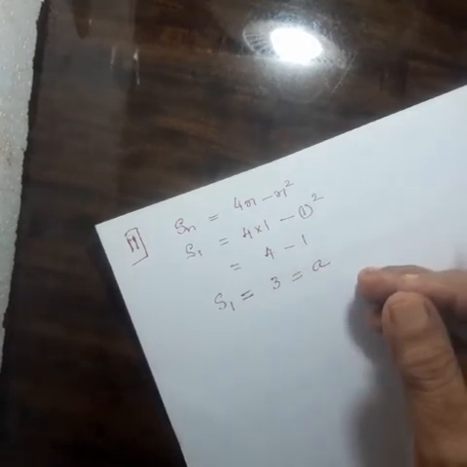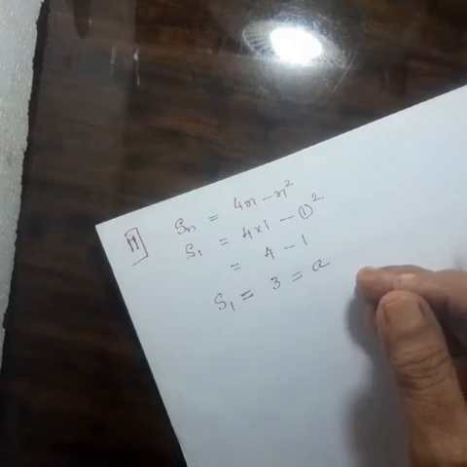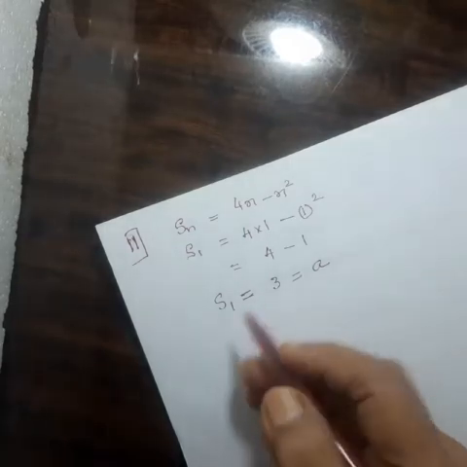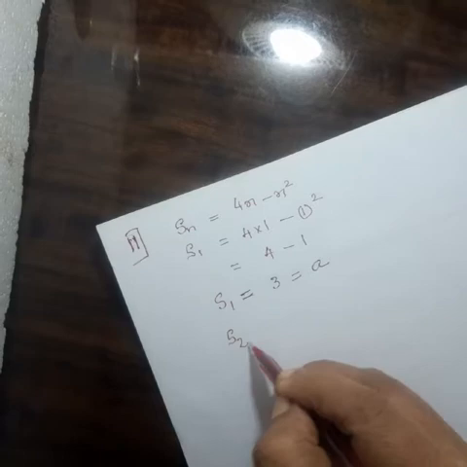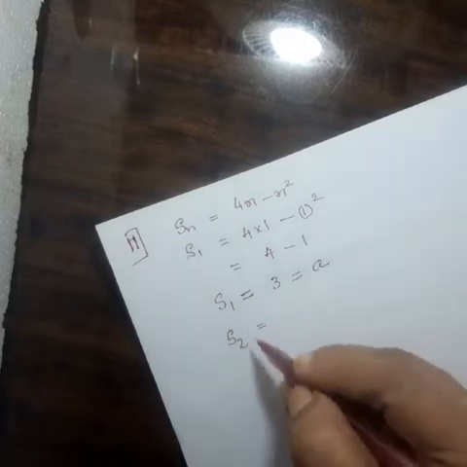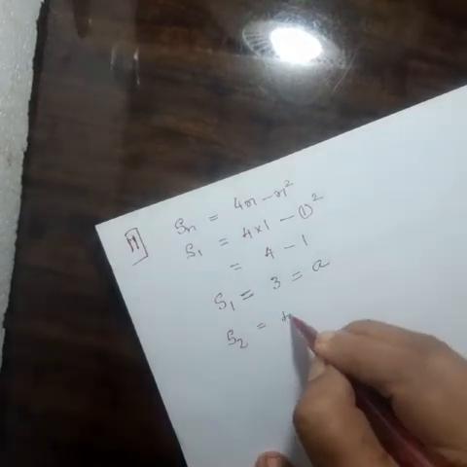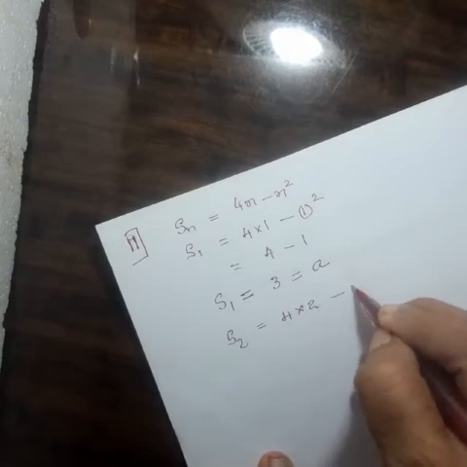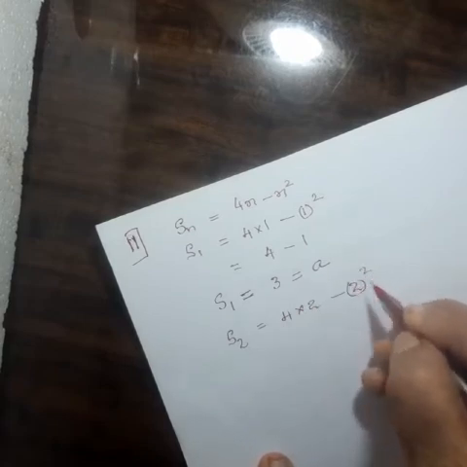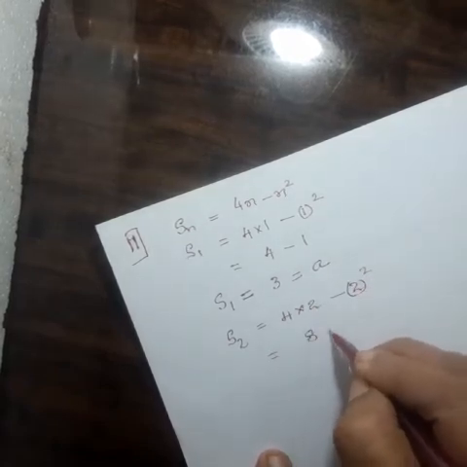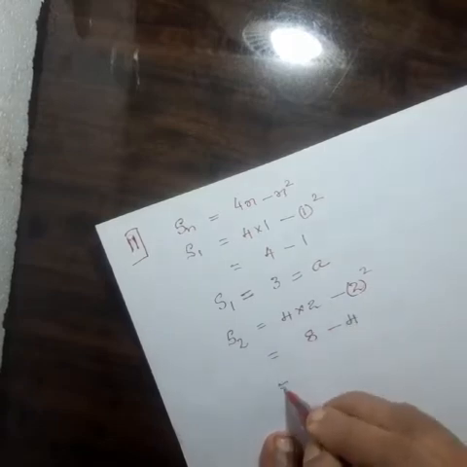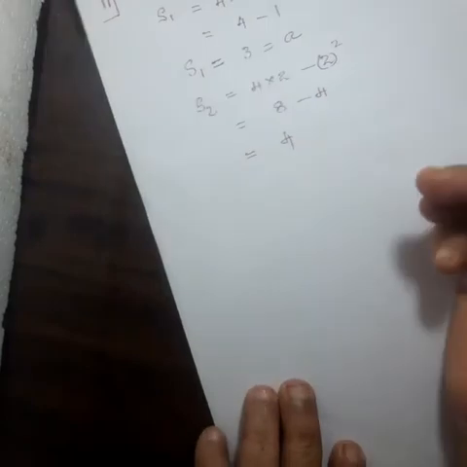What is the sum of the first two terms they are telling? Okay, S2 you have to find, sum of two terms. So 4 into 2 minus 2 the whole squared. So it will be equal to 8 minus 4, which is equal to 4. Which is equal to 4, S2.